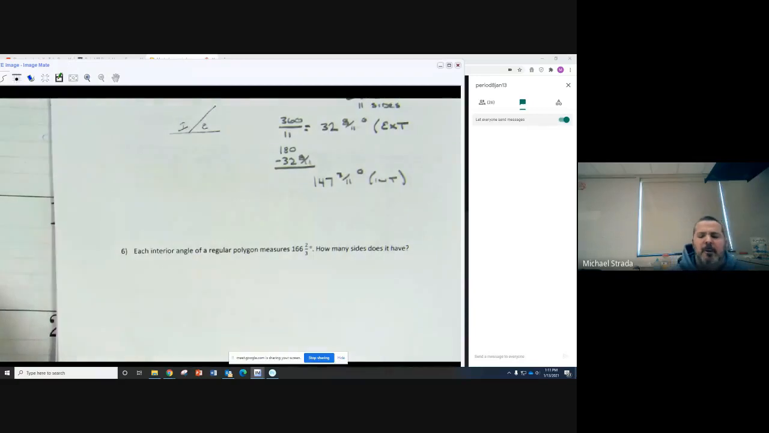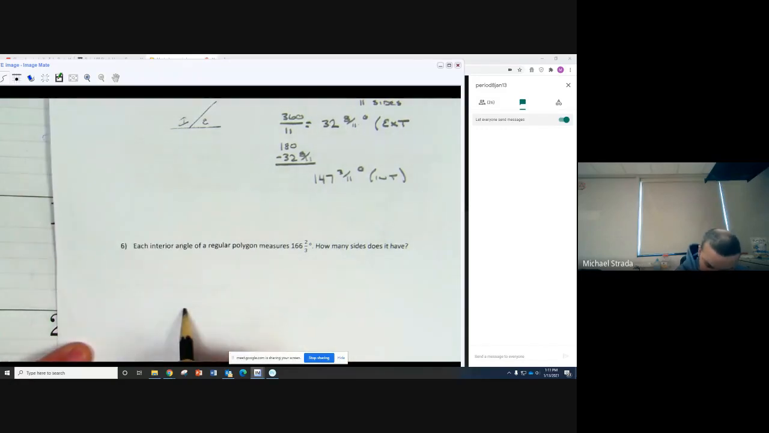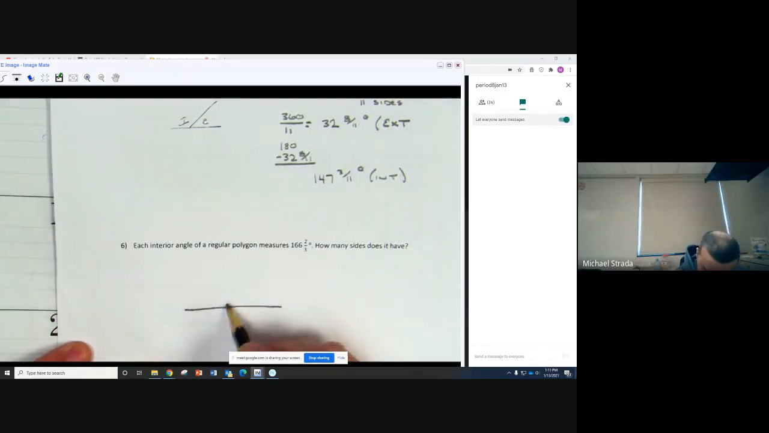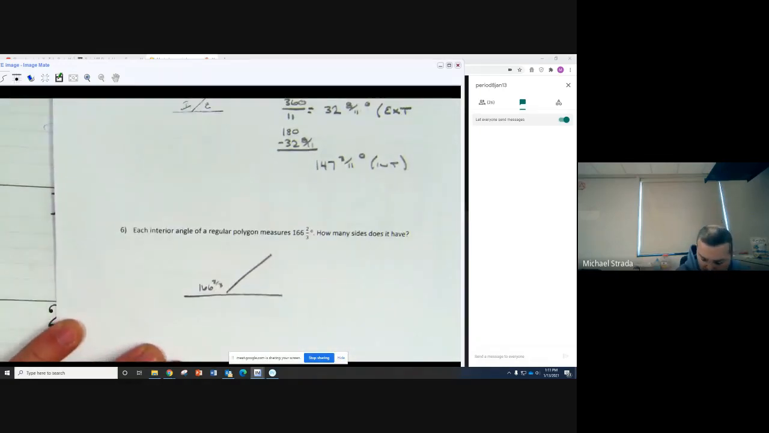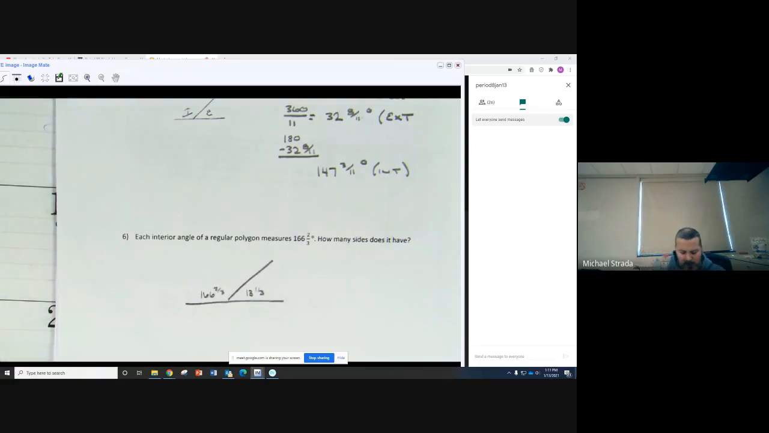The exterior angle of a regular polygon measures 166 2/3 degrees. How many sides does it have? So that's the interior, 166 2/3. To get the exterior, I subtract from 180 and I get 13 1/3. All right, so that means each exterior angle measures 13 1/3 degrees, and they're all the same.